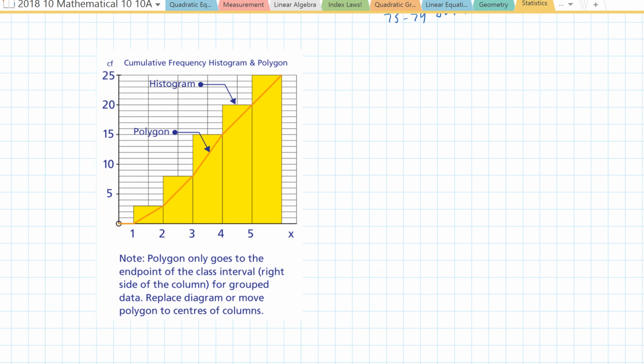Now, this here is a different data set, but it's a cumulative frequency histogram and a cumulative frequency polygon, the two types. So the histogram is the columns that we've seen. Rather than drawing the columns, sometimes we find the columns boring, we simply draw a polygon, which is a line linking the right-hand side of each interclass interval.